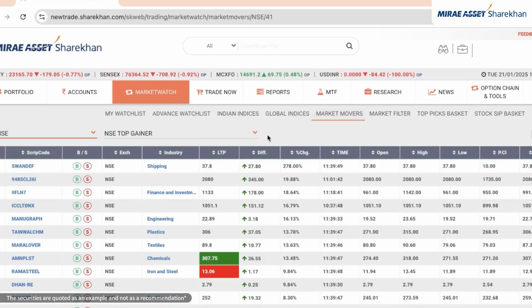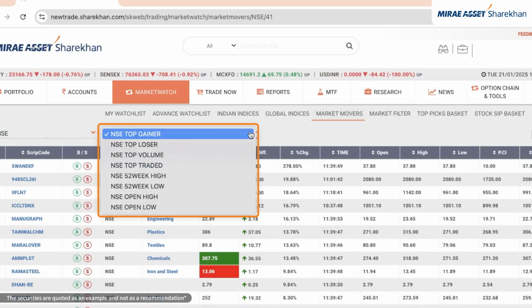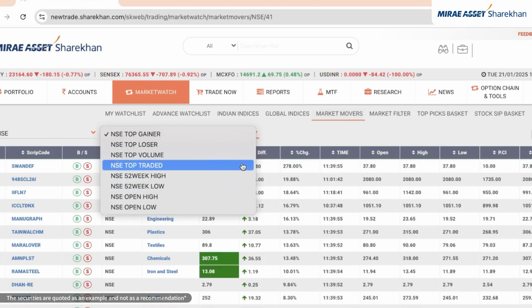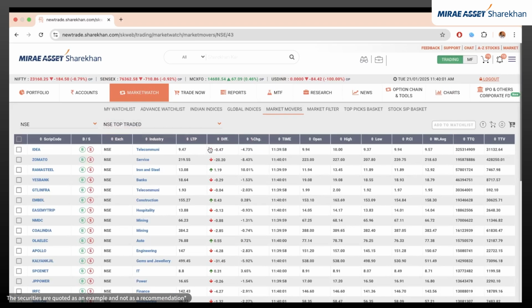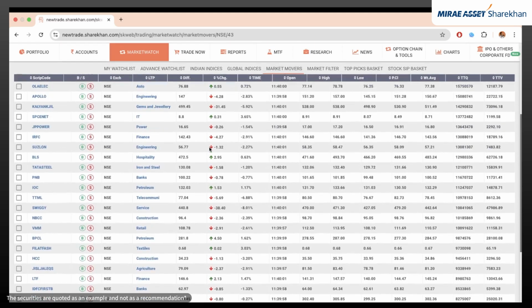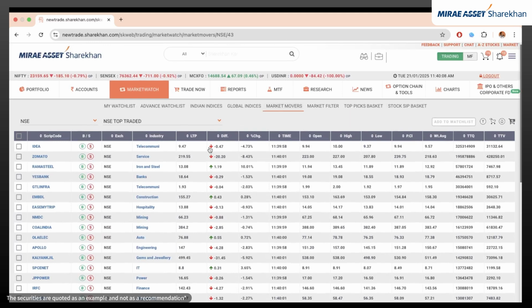You can filter the stocks based on NSE Top Gainer, Top Loser, Top Volume, Top Traded, 52-week high low, and so on. So let's say I select NSE Top Traded stock. It will give me all the top traded stocks with industry, percentage change, high, low, open, close, and etc.